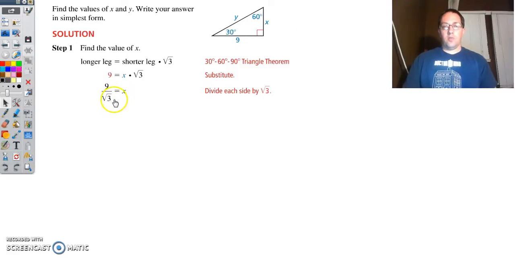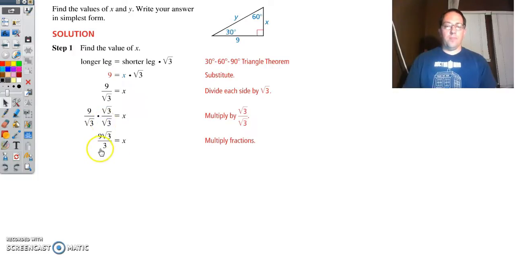So to get rid of that square root of 3 in the denominator, we multiply numerator and denominator both by the square root of 3. Right? Because the square root of 3 times the square root of 3 is just 3. So now I have 9 square roots of 3 divided by 3. Well, 9 and 3 simplify, and this just becomes 3 square roots of 3. So x, our short leg here, is 3 times the square root of 3.